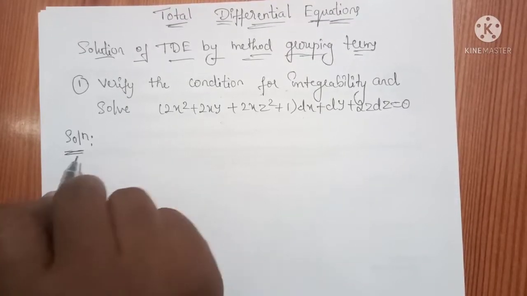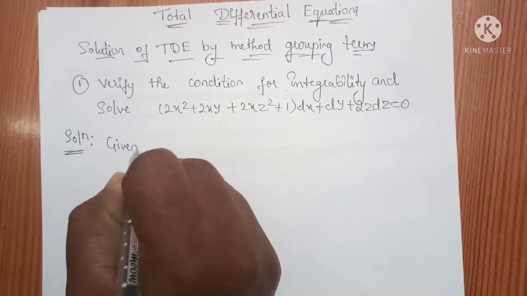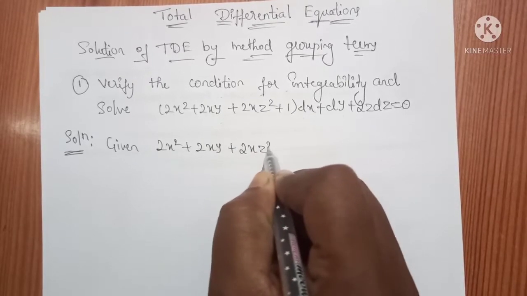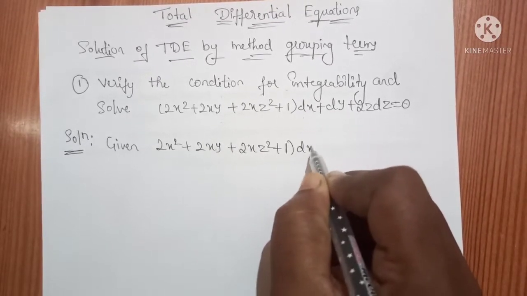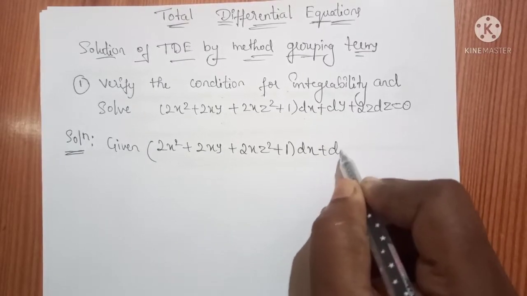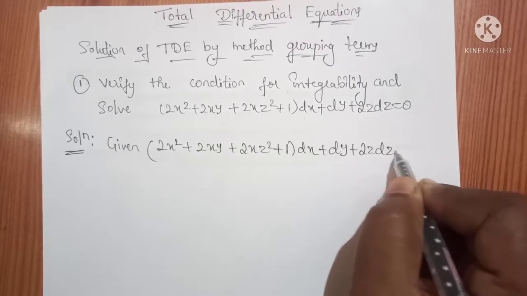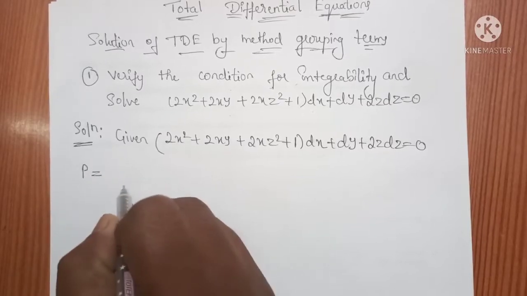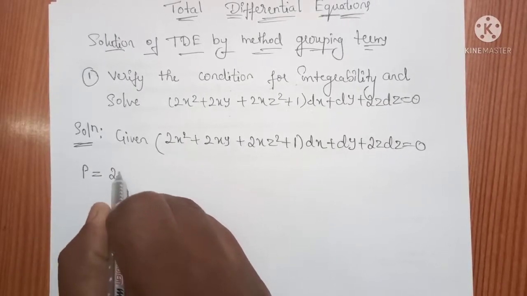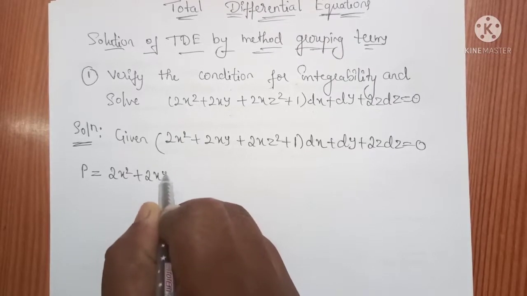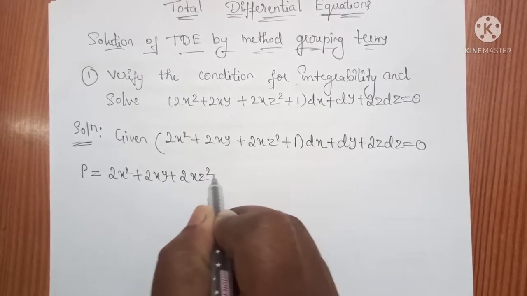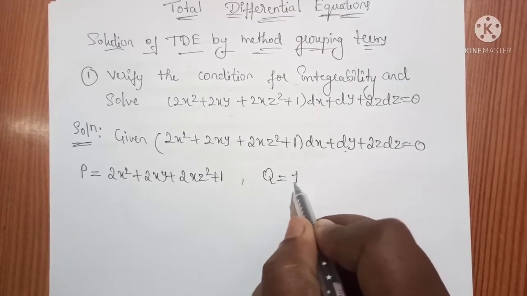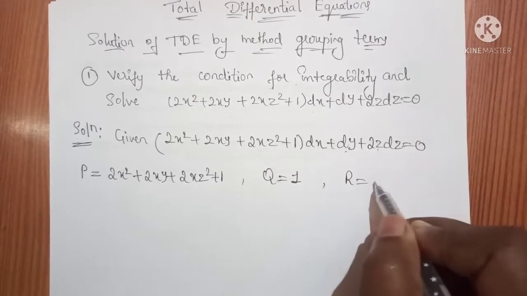Okay, here first we write the given equation: (2x² + 2xy + 2xz² + 1) dx + dy + 2z dz = 0. This is our given equation. Now writing the p terms, q terms and r terms, we get p = 2x² + 2xy + 2xz² + 1. This is our p, and q is the coefficient of dy, which is 1, and r is given by 2z.